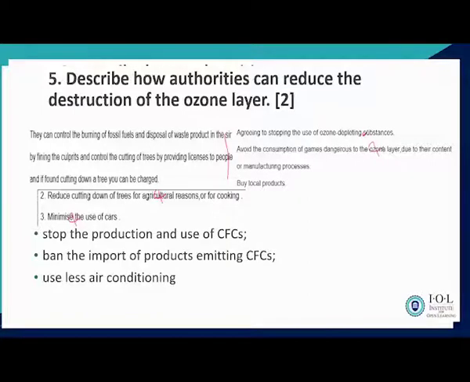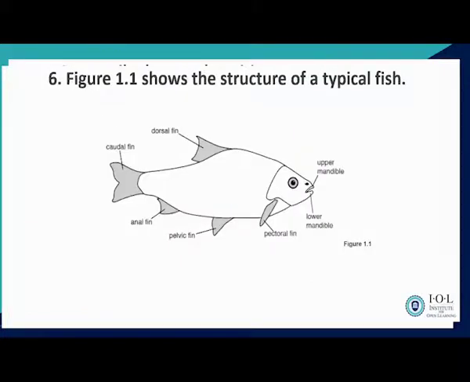Another response, reduce cutting down of trees, minimize the use of cars. I expected the student to say stop the production and the use of CFCs, ban the import of product emitting CFCs, or use less air conditioning, especially the air conditioners that contain CFCs or gases that destroy ozone layer.